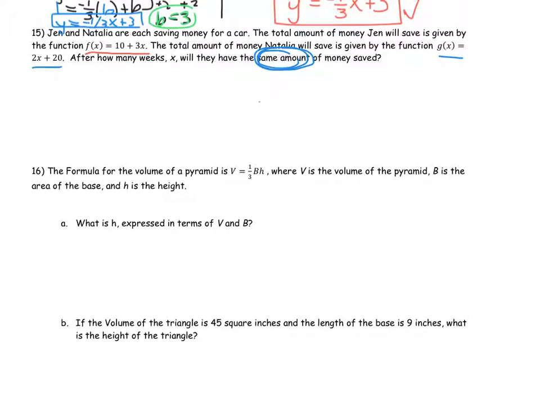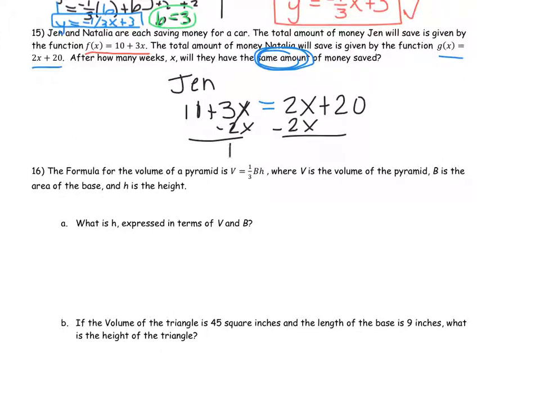Same means equals. So you're going to take function f of x, which represents Jen, and that's your 10 plus 3x, and set it equal to your function for Natalia, which is 2x plus 20. And now you're going to solve for x. Okay, so we set them equal to each other. Now we're just going to solve for x. So we're going to get all the x's to the left and all the numbers to the right.